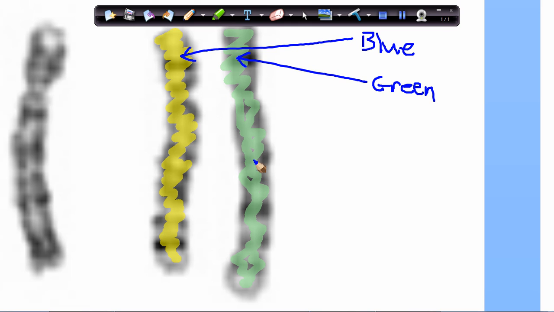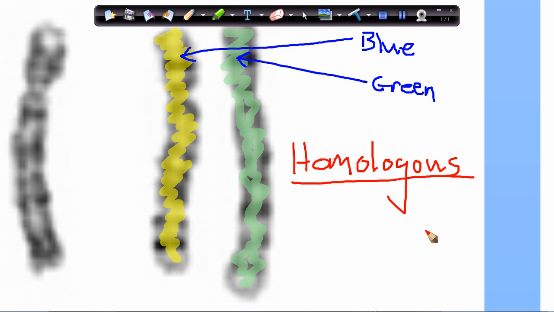We might have the gene for eye color here, the gene for hair color here. We'll have the same thing on the partner chromosome here. So we call these partner chromosomes homologous chromosomes. Homologous chromosomes. Homologous literally just means similar. They are similar in size and shape, but also because they have genes for the same things in the same places.